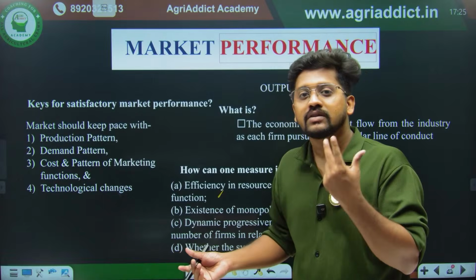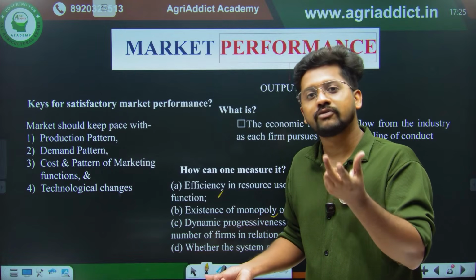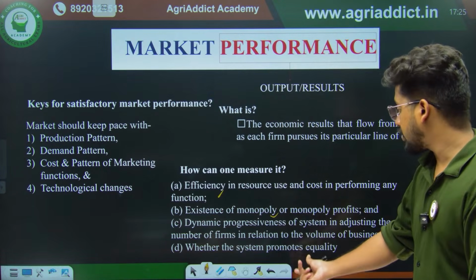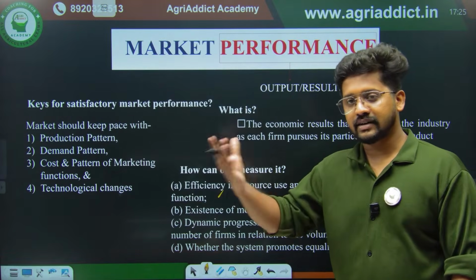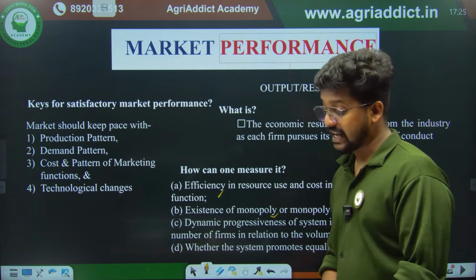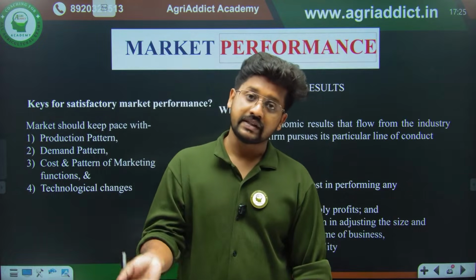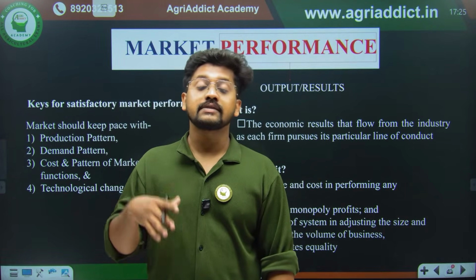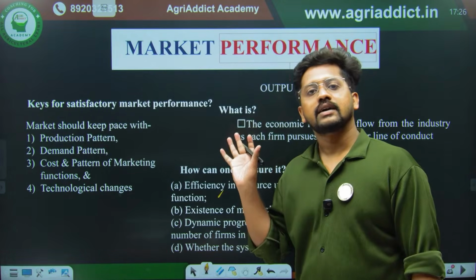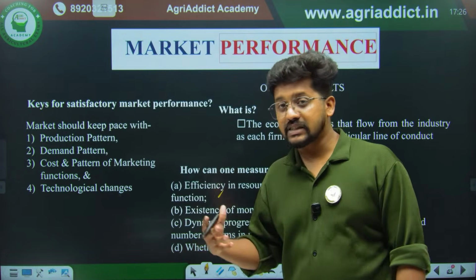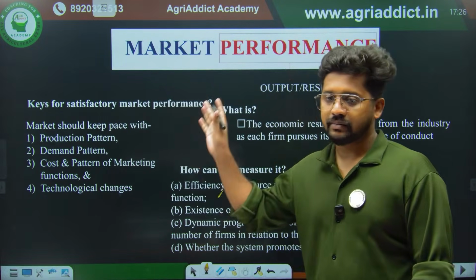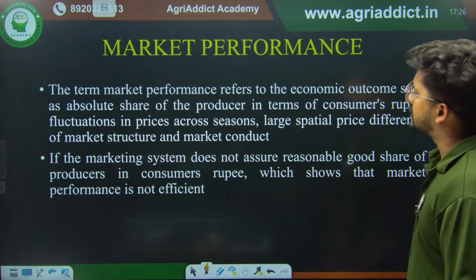So that was a good performance. We could assess that the performance of the Indian information technology market system was good, right? So this is how the dynamic progressiveness of a system adjusts with the size and the upcoming situations. Then finally, whether the system promotes equality, whether everybody is getting equal opportunity, whether the producers, the consumers, the intermediaries as well as the government are getting equality. A just society is created by the performance of the market. So these are some of the measures to assess the market performance. So these are some of the basic ideas of market structure, conduct as well as market performance.